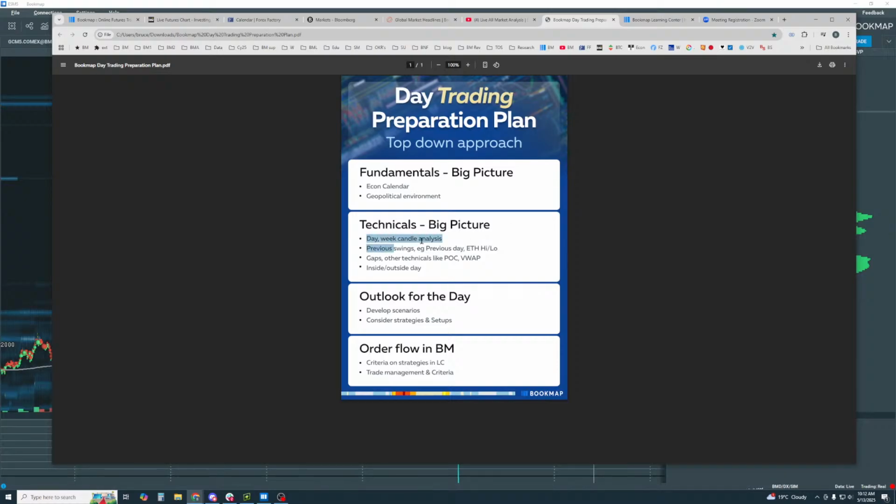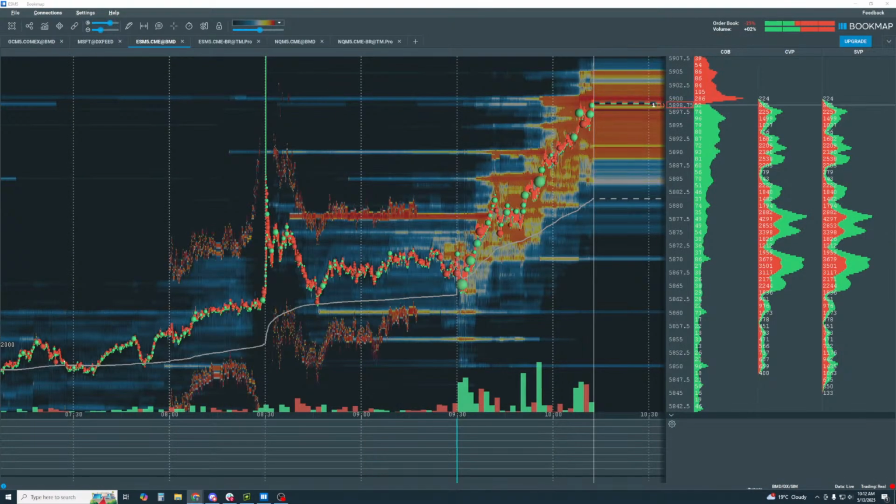We already looked at the daily, did not look at the weekly, but we started to look for where it might go as well. We didn't look at ETH. We looked at yesterday's high and low though, or close at least, and previous swings we looked at. The gap, obviously a huge gap up yesterday, and we can put that into the picture as well. And then look at the data here.